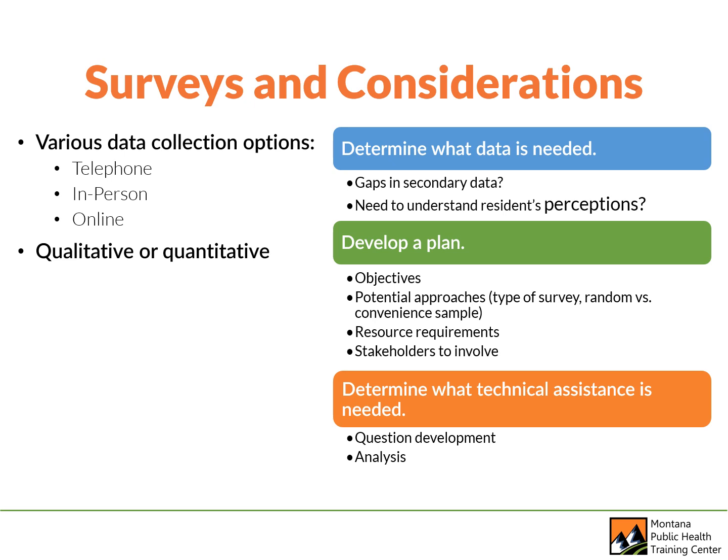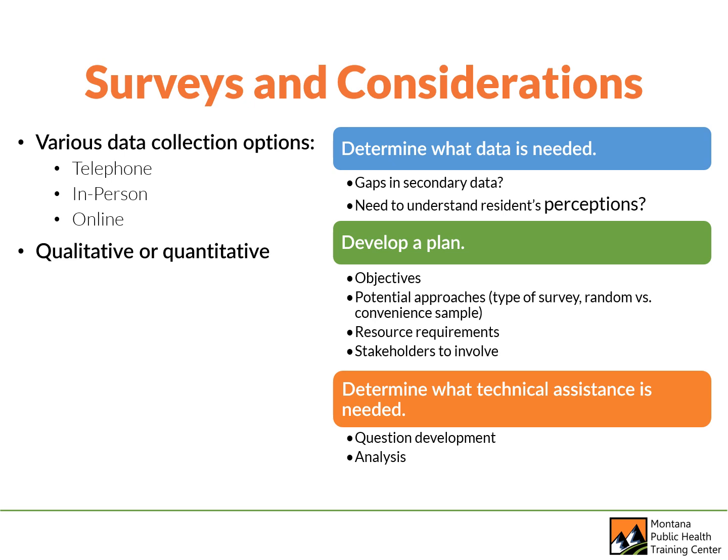There are various data collection options. You can do a telephone, in-person, online, or mail-out survey. They can be qualitative or quantitative. But any time we're going to collect primary data, we need to determine what we are actually going to collect. Are we just looking for gaps in the secondary data to try to fill those in? Are we using this to understand maybe our residents' perceptions around a certain issue?